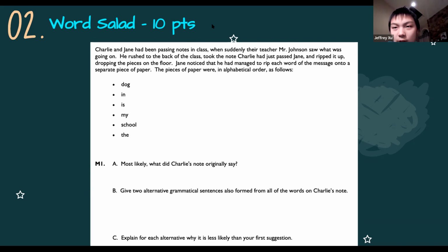Now I'm going to send the problem in the chat. And there are four parts to this problem, so I'm going to put everybody into breakout rooms so they can work on the problem until around 6:20.